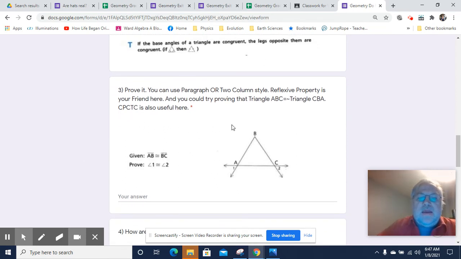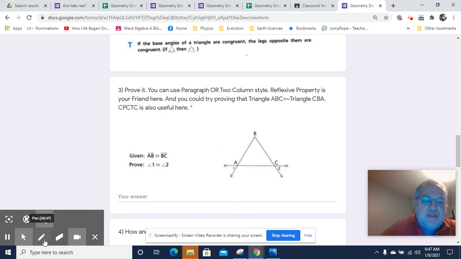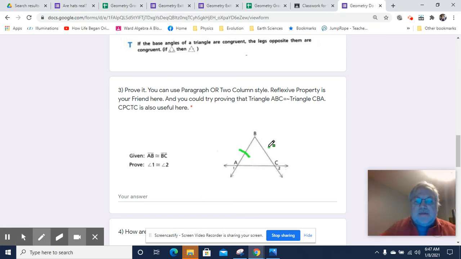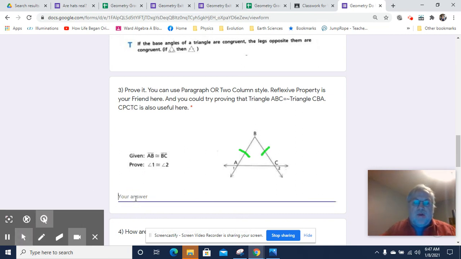Let's take a look here at number 3. Okay, so I've given you a hint that reflexive property is probably your friend, and if you could prove triangle ABC is congruent to triangle CBA, then CPCTC will all play a role. So that would all be useful. So we have been given that AB and BC are congruent. So let's start working through this.